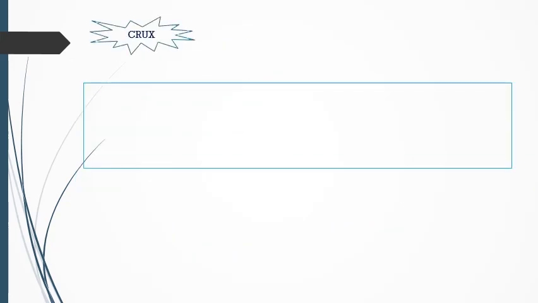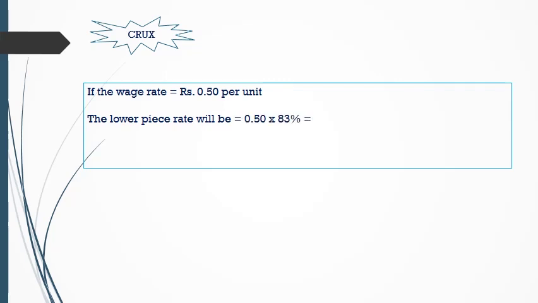Now let us see an example for the same. If the wage rate per day or per unit set by the organization is 0.5 per unit, and the employee does not attain the minimum standard, the lower rate will be 0.5 into 83%, that will give you 0.415 per unit. If he produces 10,000 units, this 0.415 will be multiplied by those 10,000 units.